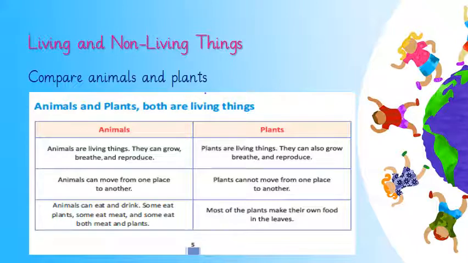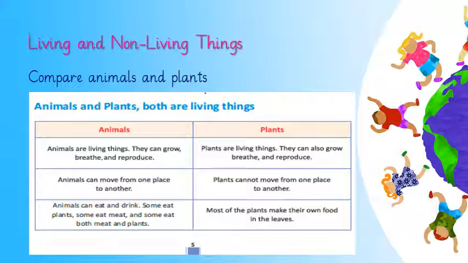Alright children, let's discuss the table given on page number 5 of science textbook. This is giving a clear comparison between animals and plants. As all of us know that animals and plants both are living things. We have discussed it earlier as well. As both of these need food, air and water, they grow, they breathe and they reproduce as well.